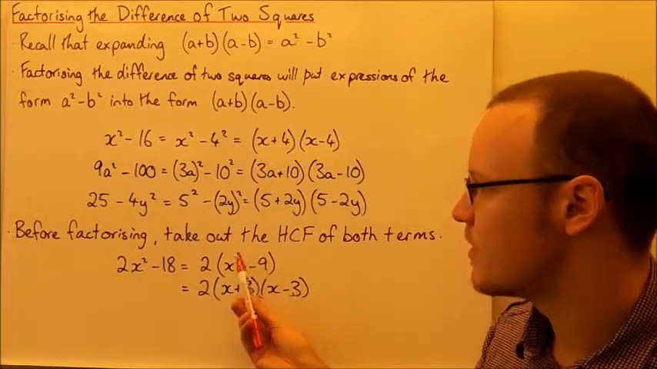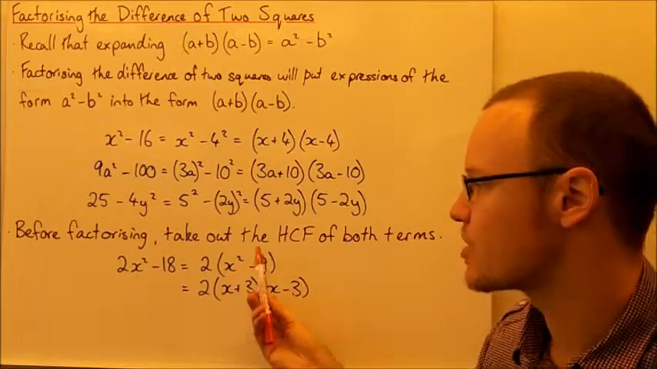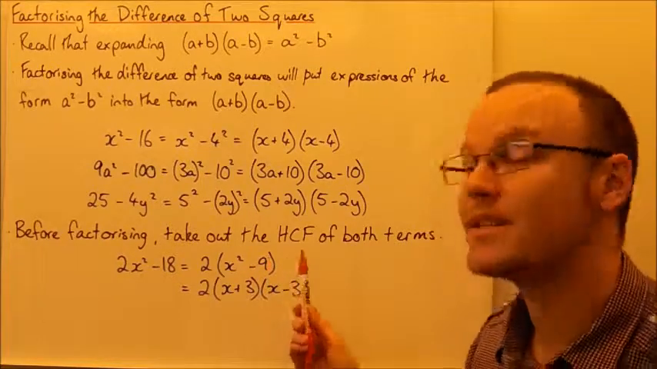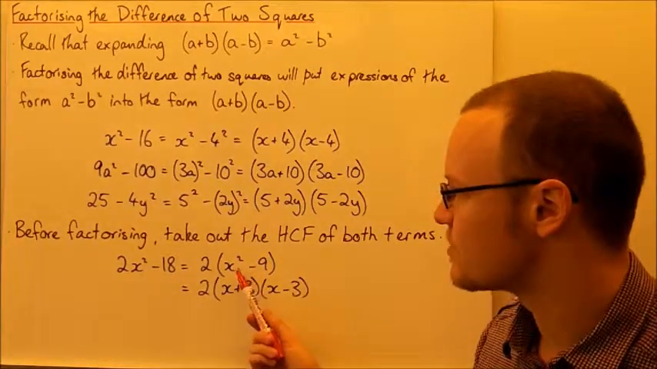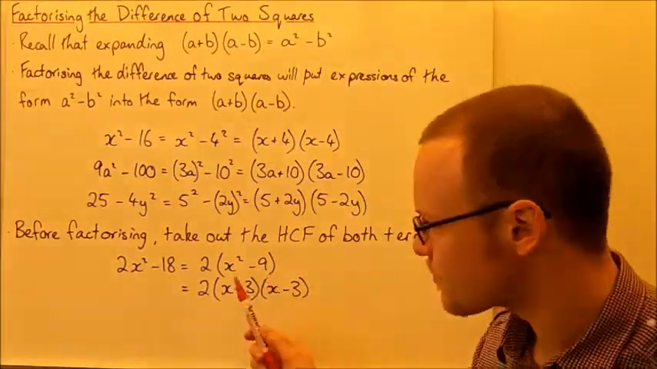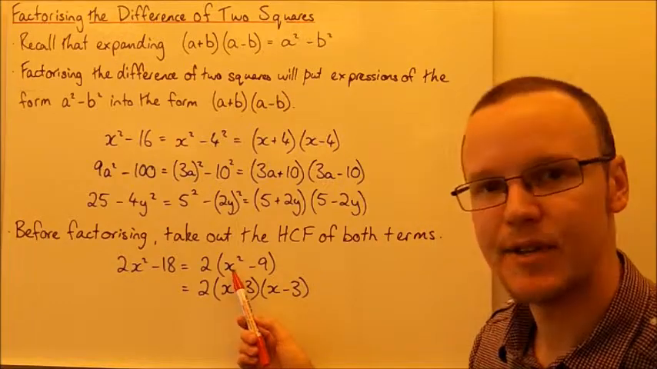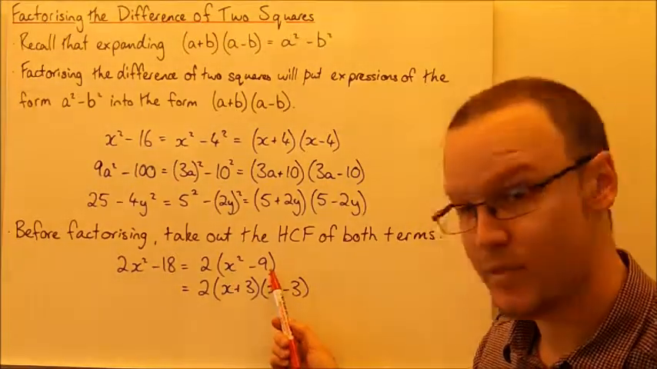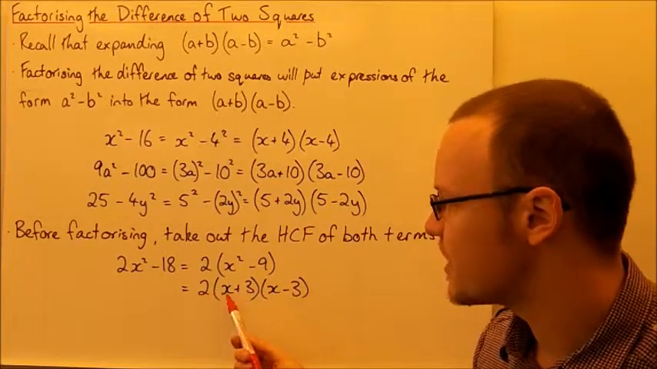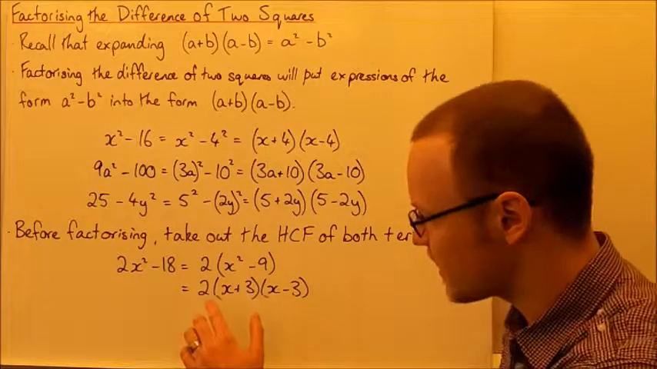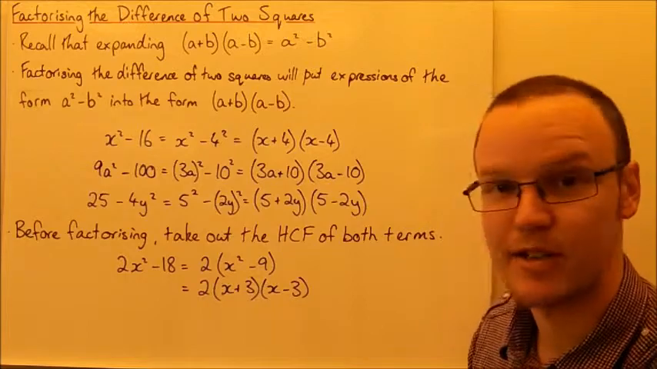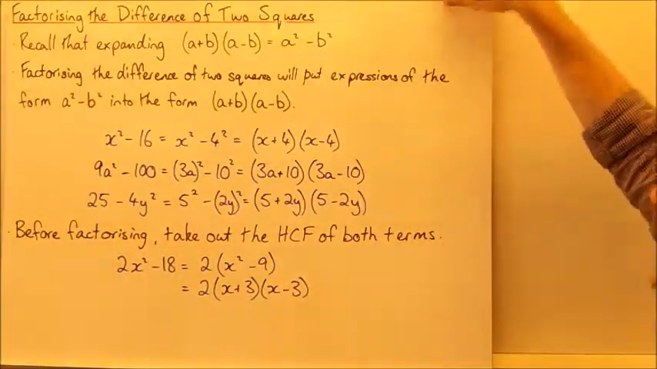So what we have in the brackets now, this expression in the brackets, is a difference of two perfect squares. x squared is a perfect square, and so is 9, because 3 squared is 9. So here x is a, and 3, because 3 squared is 9, is the part b. So the factorised form of the part in the brackets is x plus 3, x minus 3. And then we multiply by the highest common factor that we've taken outside the brackets.